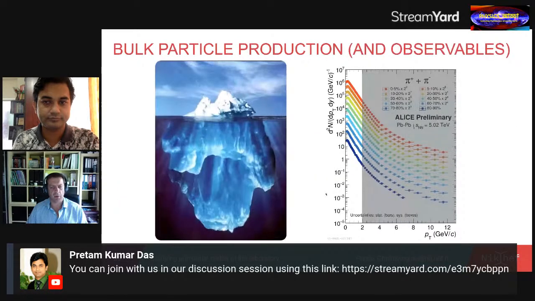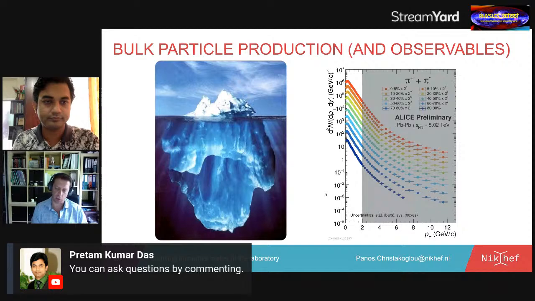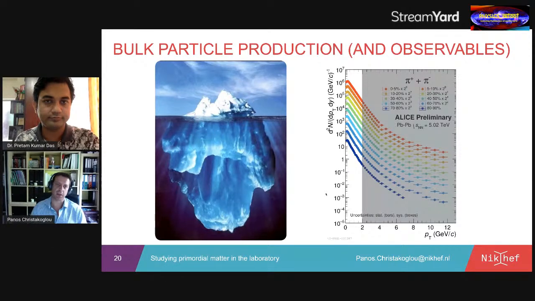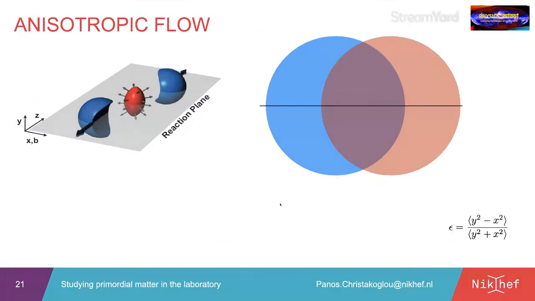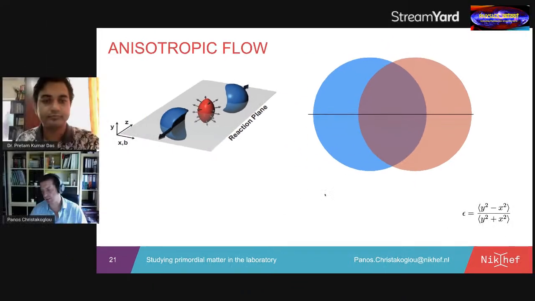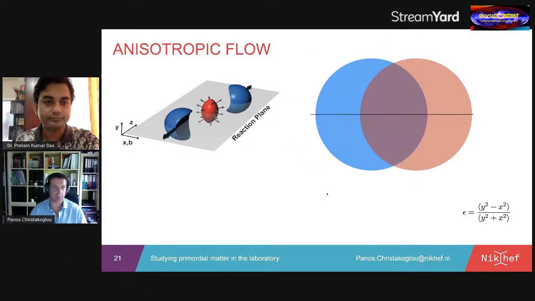Good. Now, let me jump briefly to the low pT part, the bulk of particle production. Over there, one of the main phenomena that allows us to say something about the nature of the quark-gluon plasma is what we call anisotropic flow studies.